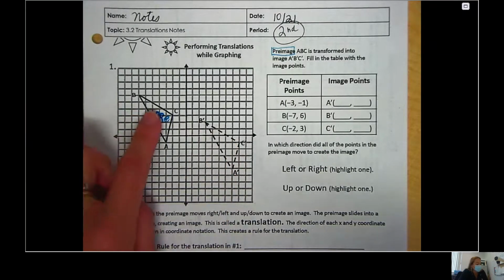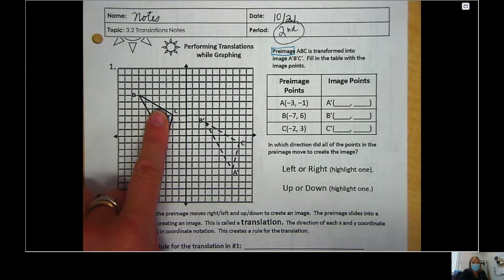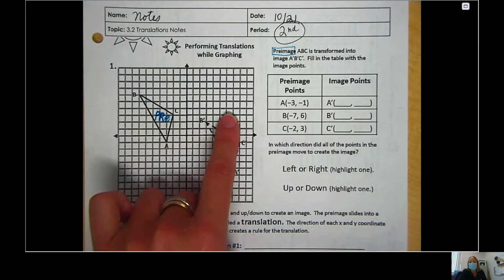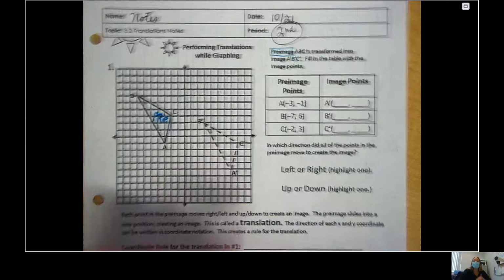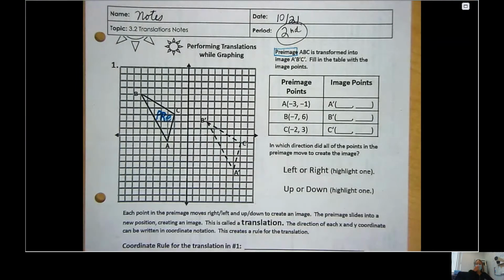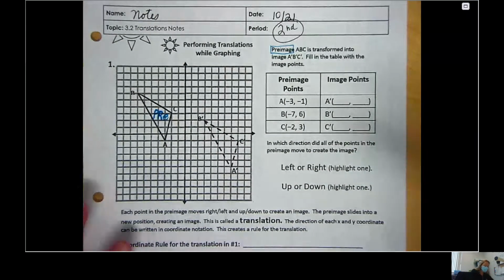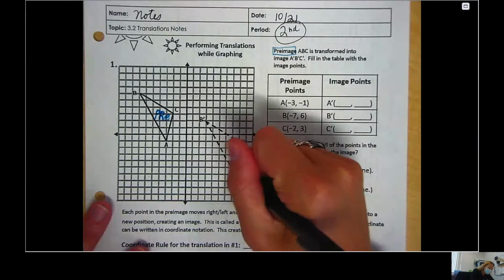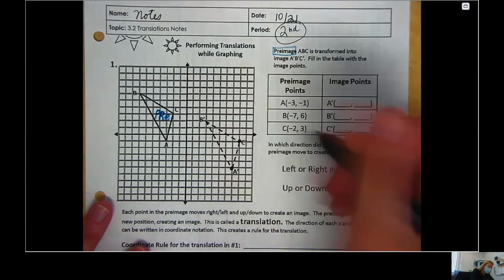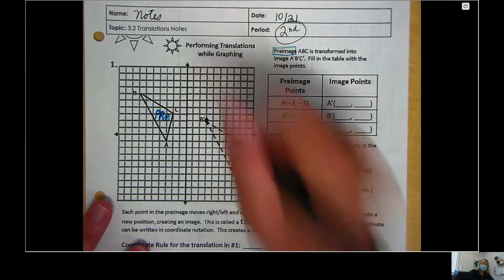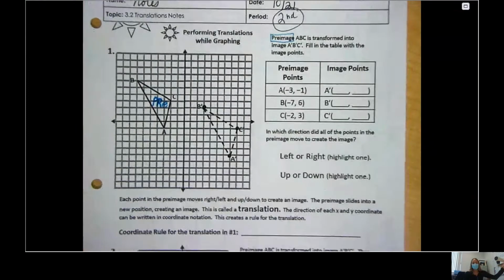Which way does it look like I'm going to be moving my triangle? Right or left? Probably to the right. And then am I going to go up or down? Down. So it looks like I'm going to go to the right and down. First thing we're going to do is write the coordinates of point A prime, B prime, and C prime.